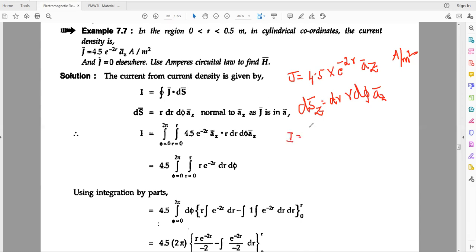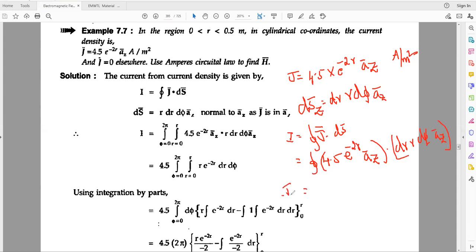Again, substitute in the Ampere circuit law: I is equal to the integral of J bar dot ds bar. J bar is 4.5 e power minus 2r into AZ bar, dot dr r d phi AZ bar. AZ bar dot AZ bar is equal to 1. So we need to find the current I, which is 4.5, a constant, times the integral of r e power minus 2r dr and the integral of d phi. The phi we know is 0 to 2 pi, and r is given from 0 to R, the radius of R only.